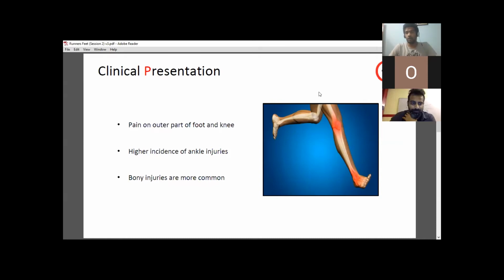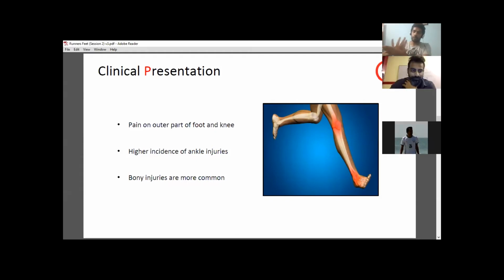So, a higher incidence of ankle injuries, because, as Badri mentioned previously, of the higher degree of instability and also the way you're landing. If you look at this picture, there's such a broad surface of the foot, and he's just landing on the narrowmost part of his foot. He's not even using the broader surface of his foot. This obviously has more stability, but landing like this is going to topple your whole body. And bony injuries are more common. We just discussed that in the injury mechanism.